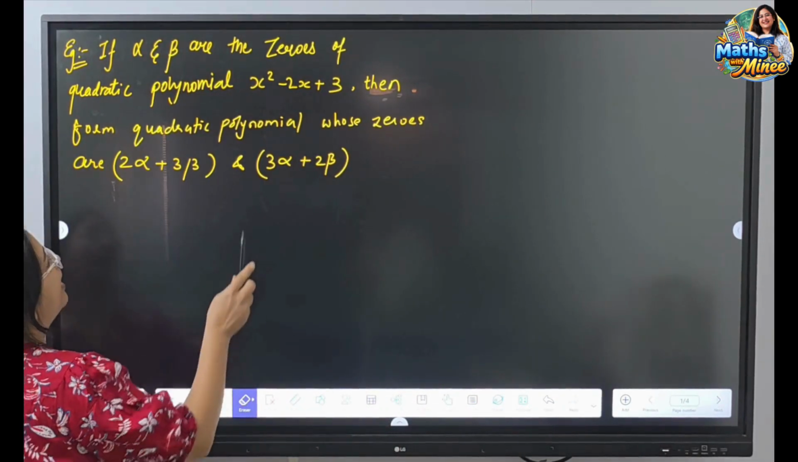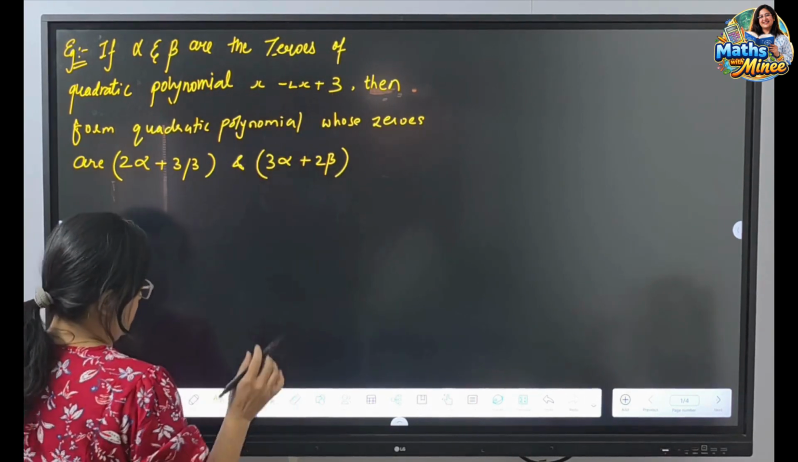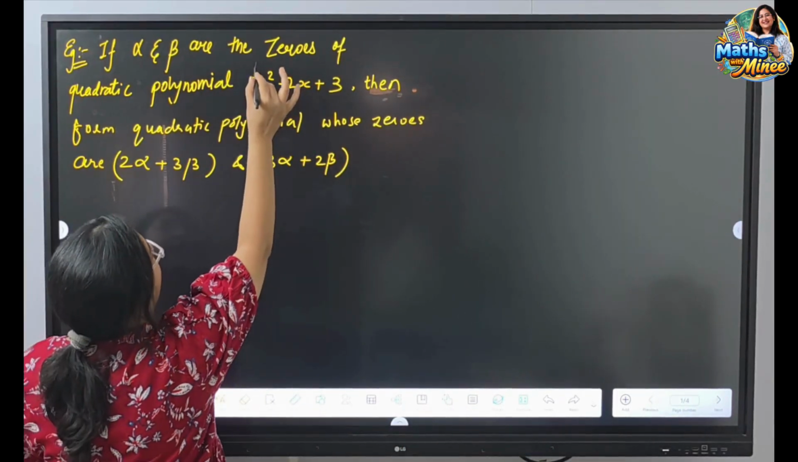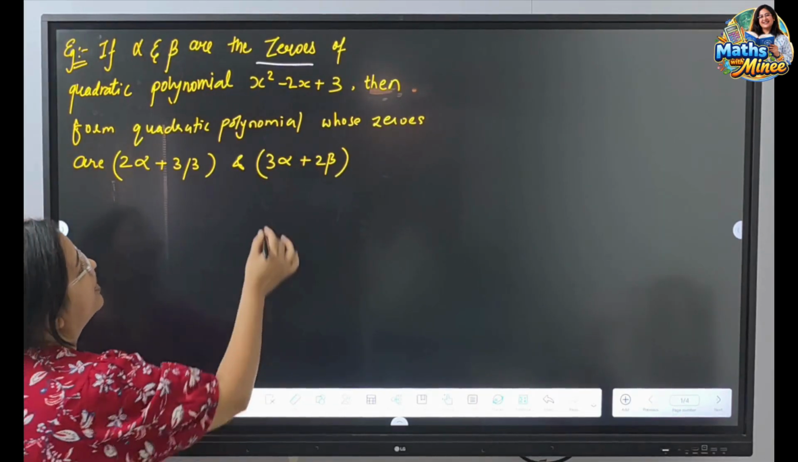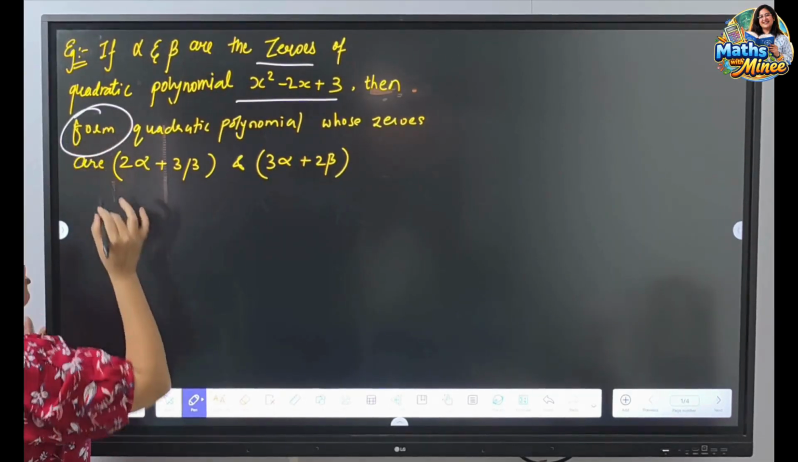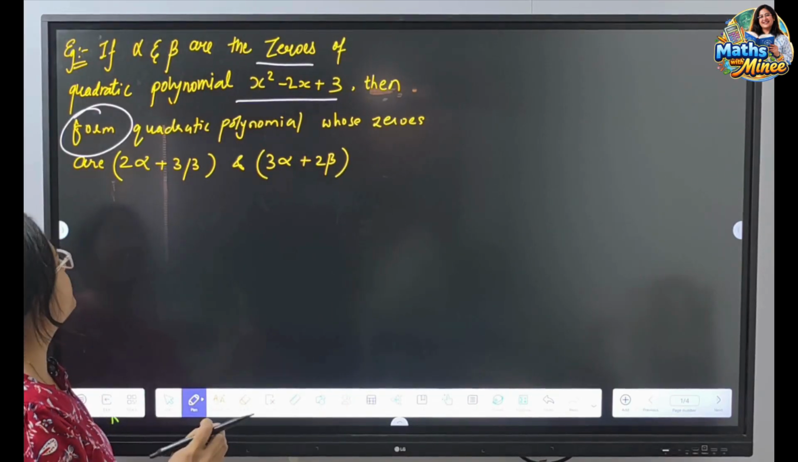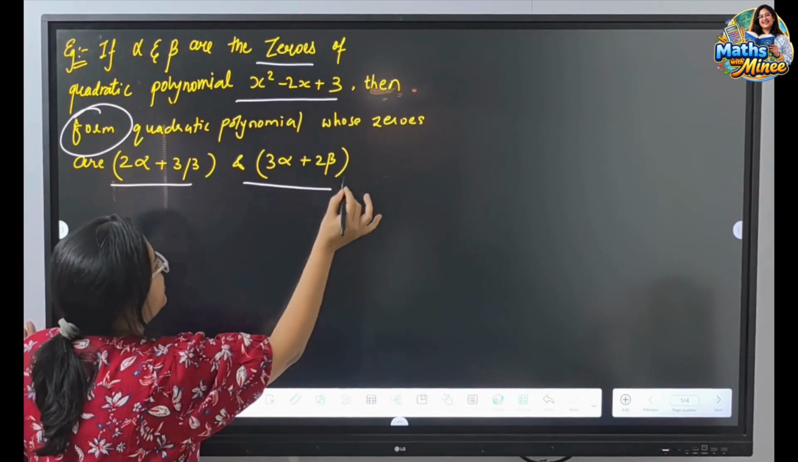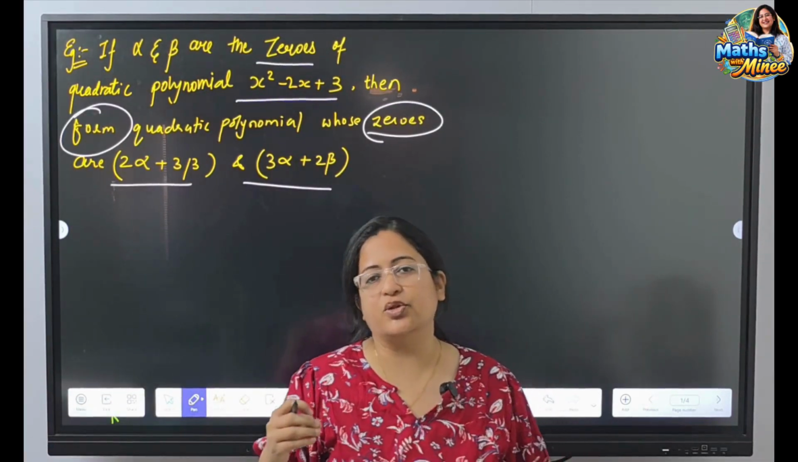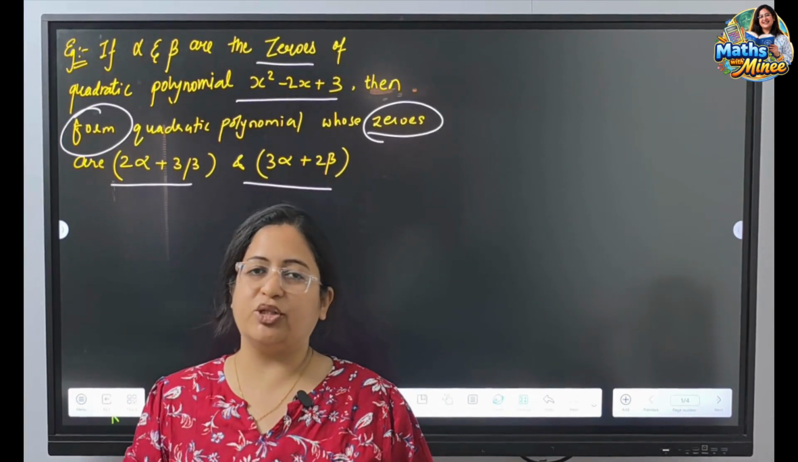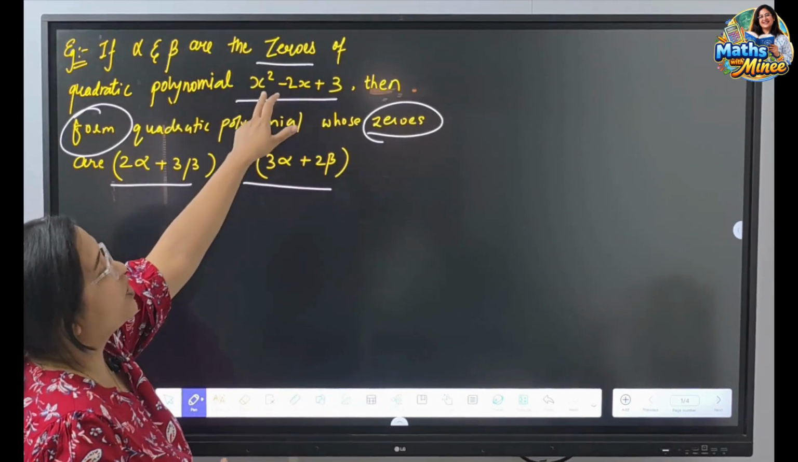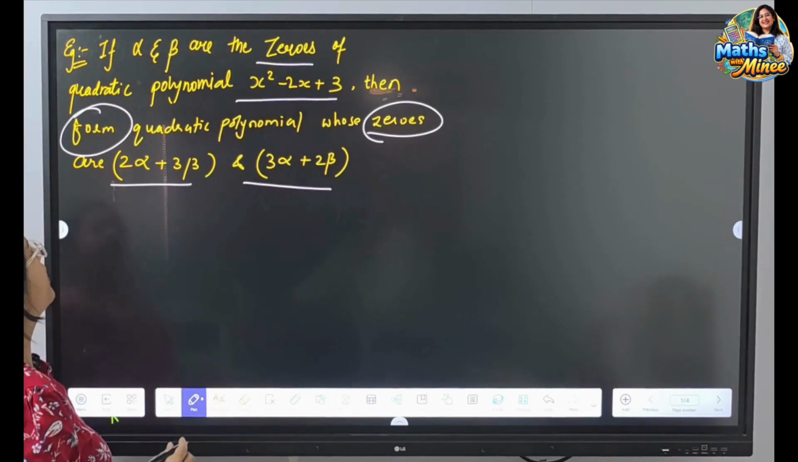If alpha and beta are the zeros of the quadratic polynomial, here they have given you the quadratic polynomial, then we have to form a quadratic polynomial whose zeros are this, right? So in the previous question, you know how to make a quadratic equation by using the zeros. But here we are given something different. They have already given you one polynomial. So first we will try to solve that.